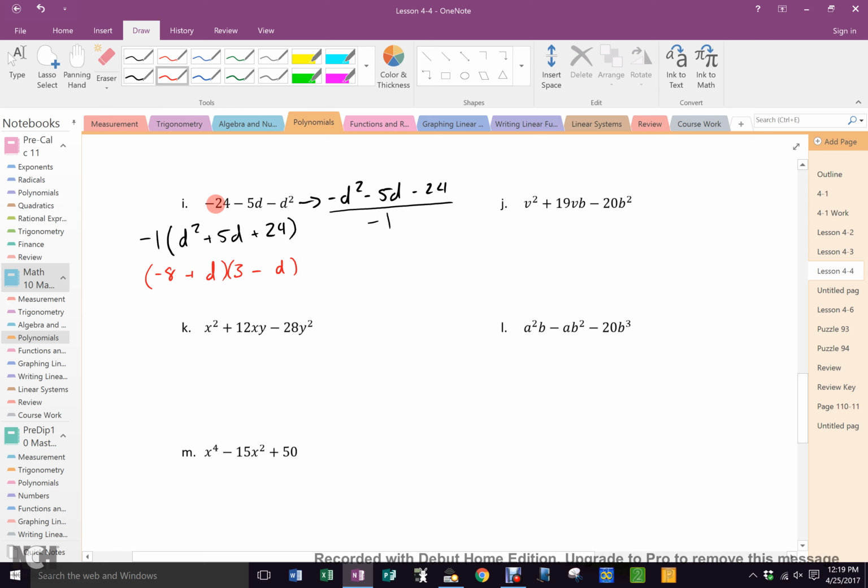Negative 8 times 3 is negative 24. Good stuff. Negative 8 times negative D is positive 8D, yes? 3D, oh, it didn't work, did it? All right, well, wait a minute. Maybe positive 8 and negative 3. 8 and 3 is negative 24. Negative 8D minus 3D. Oh, it still doesn't work. Do you see what I did there?